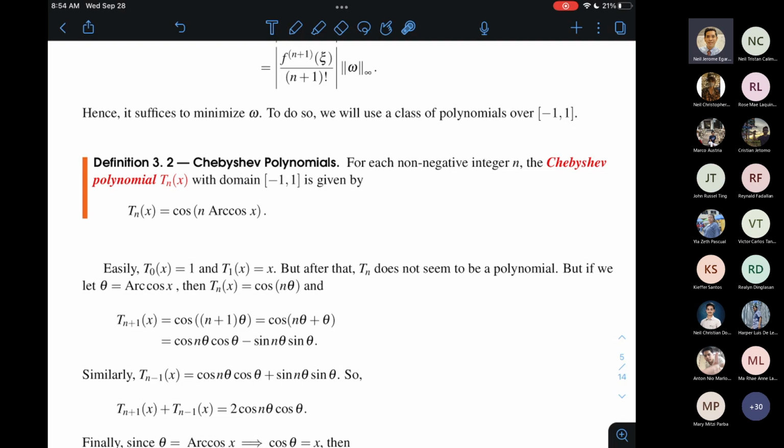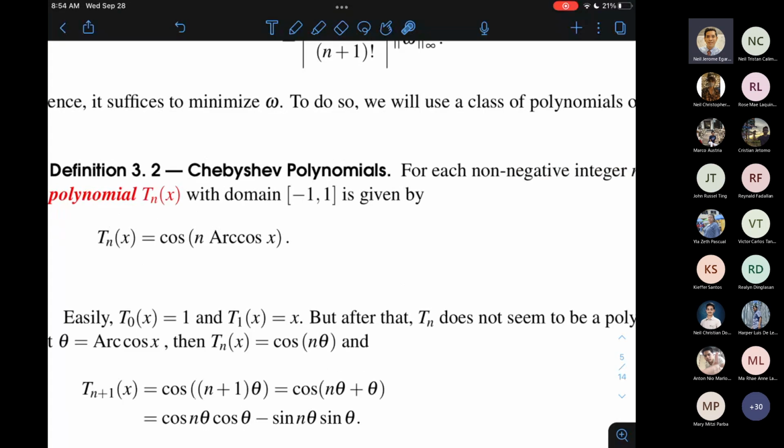Medyo kakaiba itong mga polynomials na to. They are called polynomials, pero una, restricted yung domain nila. So yung mga Chebyshev polynomials, ang domain lang nila lagi ay negative 1 to 1. Tapos ang definition ng t sub n, which is the degree n Chebyshev polynomial, ay cosine ng n arccosine ni x. Right? And then you just give a non-negative integer n, then you can enumerate the Chebyshev polynomials. Say when n is equal to 0, we'll have t sub 0 of x, that's cosine of what?